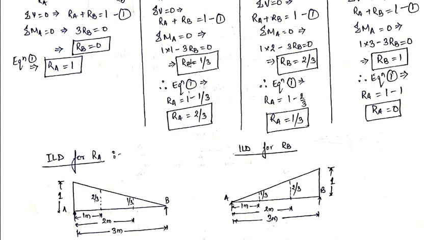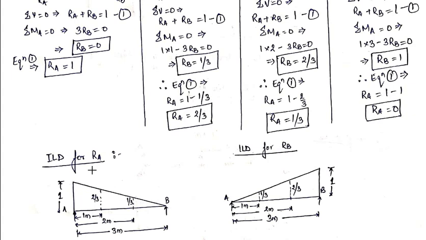For the second case, when the rolling load is at a distance of 1 meter from the left support, the ordinate came out to be 2 by 3. So at this point, plot an ordinate 2 by 3. And for the third case, the value of Ra came out to be 1 by 3. So plot this value as 1 by 3, and in the fourth case, when the rolling load reached point B, the value of Ra came out to be 0, so at B plot 0. Now join all these points by a straight line.